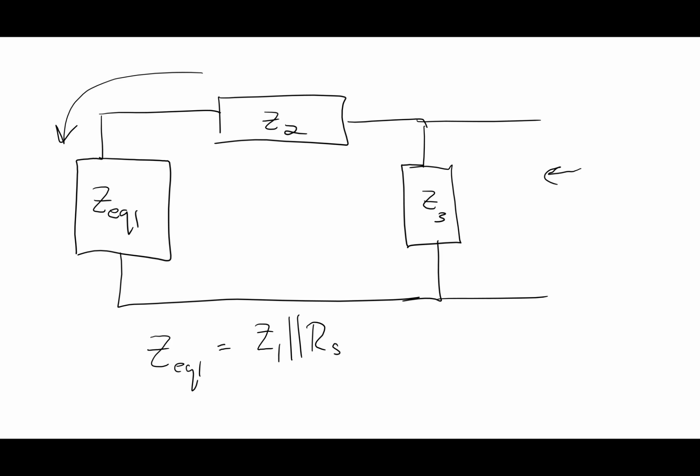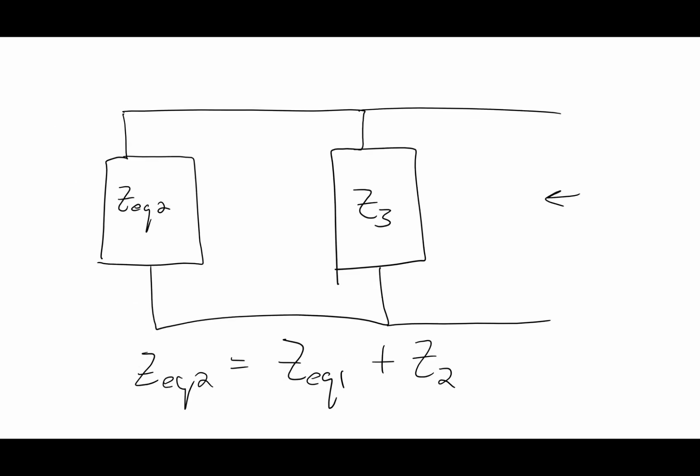So now I see the ZEQ1 is what? That guy's in parallel with Z2 or in series with Z2? In series, right? And they're in series because they share the same current. That's the way to say it. Not because they share a node, because they share the same current, right? So then I basically put those guys in series.